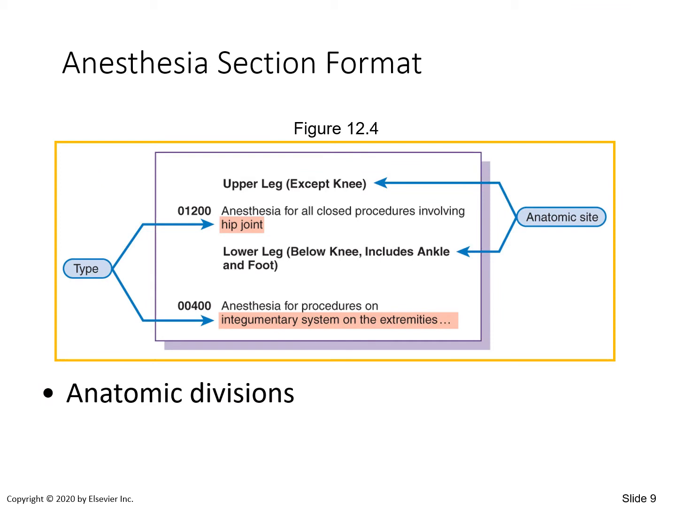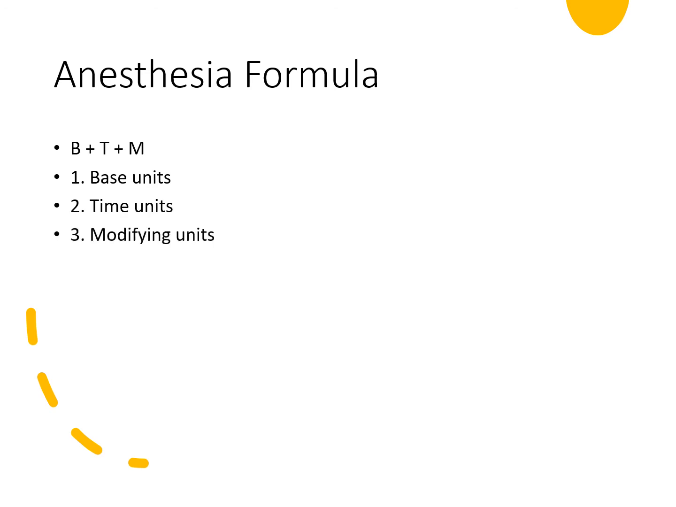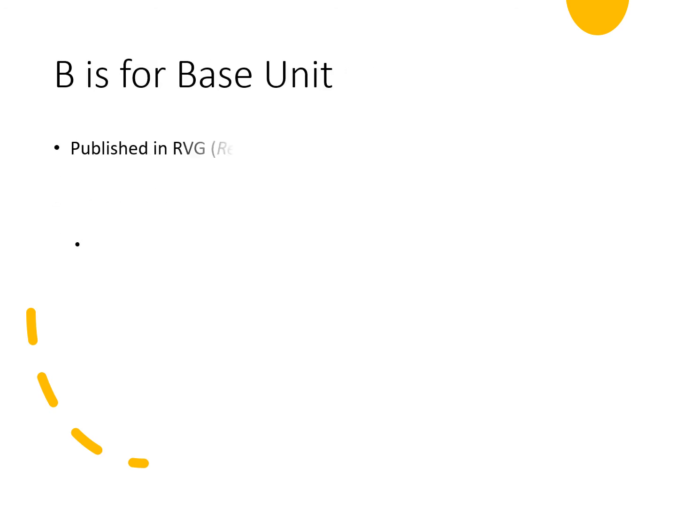Anesthesia section format. The anatomic divisions are listed in the anesthesia section of the CPT book, where you can see right over here, upper leg except knee, that's the anatomic site, or lower knee, and the type right over here, hip or the joint or integumentary system. So here we go. The formula is the base units plus the time plus modifiers. B for base unit.